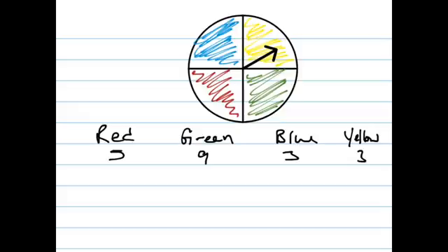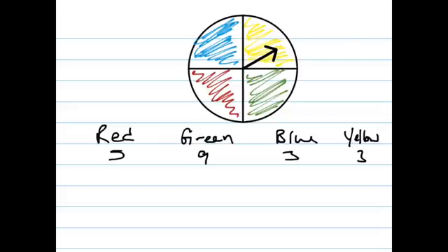Now let's think about this. Theoretical probability, how many spaces are on the circle? 4. And this is just as important. Do they all take up the same area? Yes. Okay? If one of them is bigger than the other, then there's going to be a higher probability that it lands in that color.